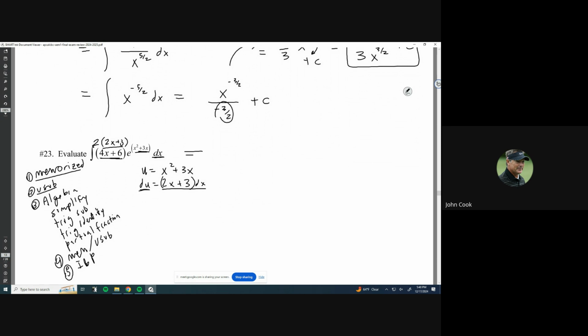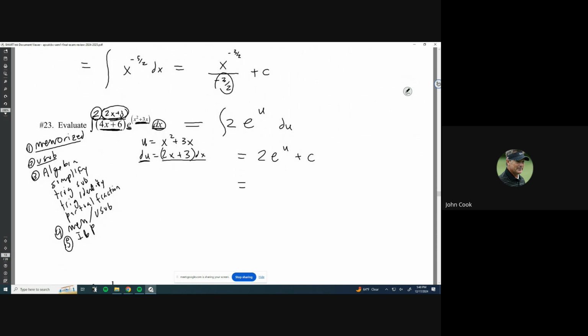So here's what this ends up turning into. This is really 2 times that, right? So I can take this and this, turn it into a du. And then I still have this 2 left over, so 2. And then I've got e to the power of, and that becomes u, so e to the u. And this is a really easy antiderivative to take. It's going to be 2 e to the u power and then plus c. And then we just replace the u back in there. So it'll be 2 e to the power of x squared plus 3x and then plus c. And that's probably how it would look as a multiple choice question.